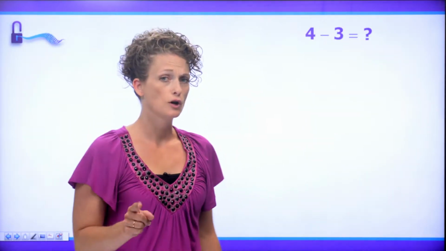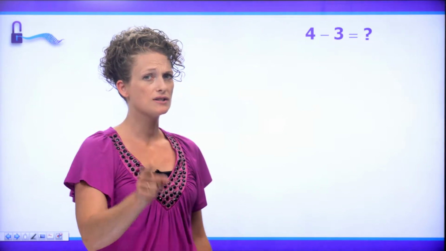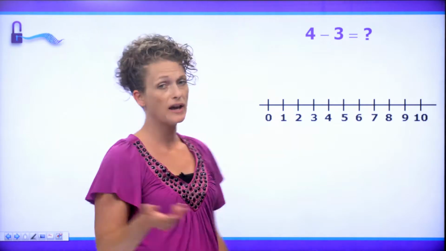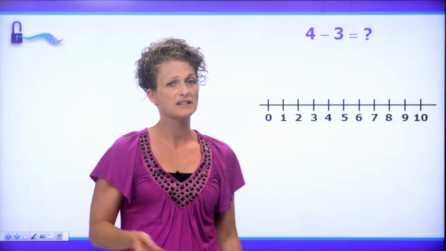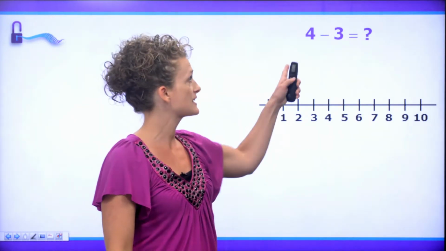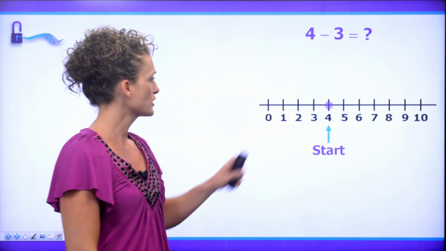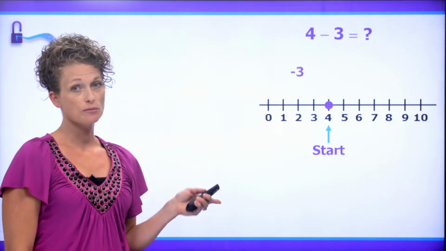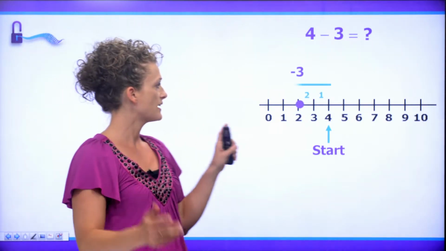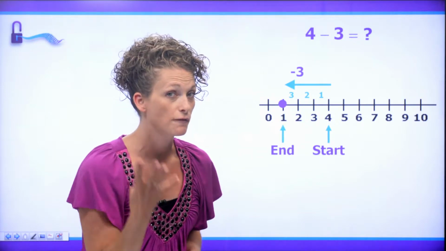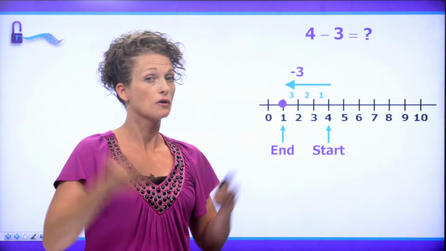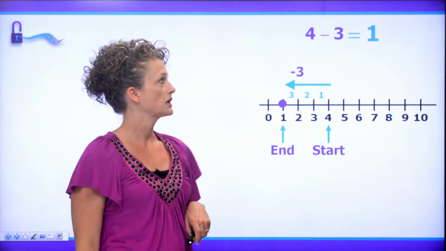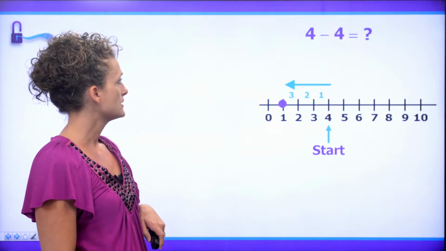Let's have a look at 4 subtract 3. Now I know you could do this in your head. If you have 4 candies and you eat 3 of them, how many do you have left? Well, let's look at it from the number line perspective, and let's start with the minuend, which in this case is 4. So we're going to put our starting point at 4, and then we're going to subtract 3. So where do we end up? Well, just as you'd expect, if you have 4 candies and you eat 3 of them, you're only going to have 1 left.